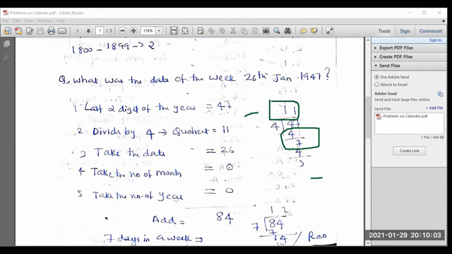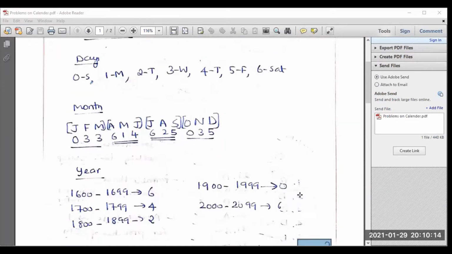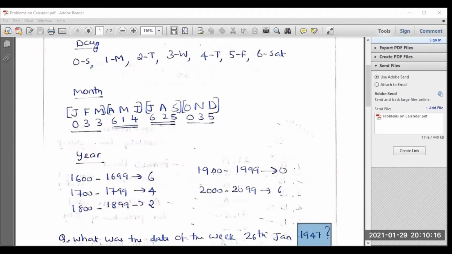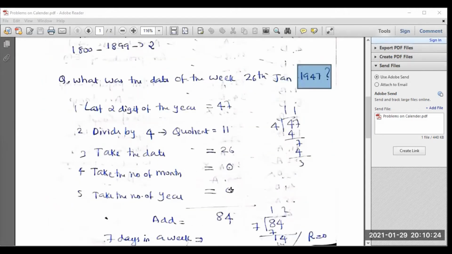Take the number corresponding to the year. What is the year? 1947. You can see the checklist. Please go through the checklist. So what is the number corresponding to this duration? 1947 lies in between 1900 to 1999. Obviously, the number corresponding to the duration of the year is equal to 0. So you can note down the number corresponding to that particular year equal to 0.